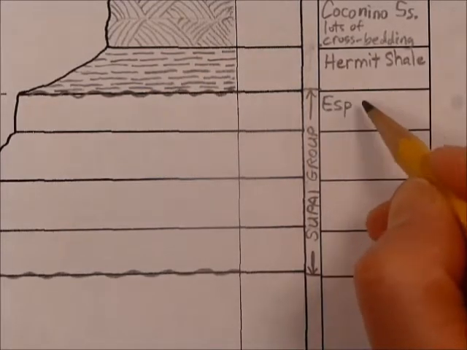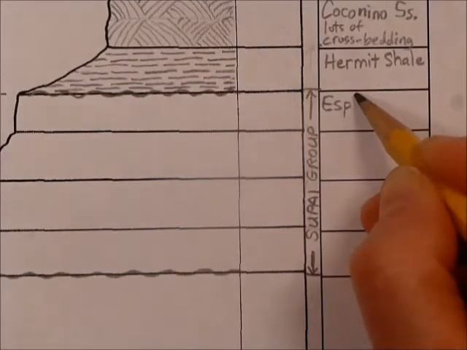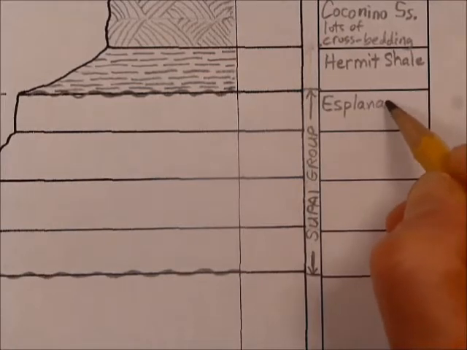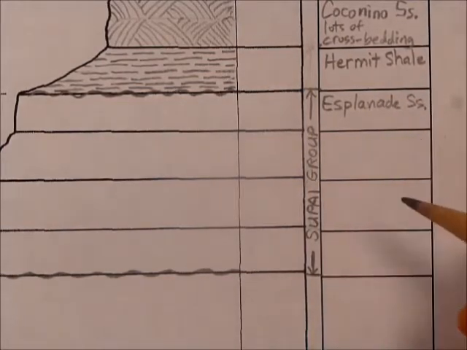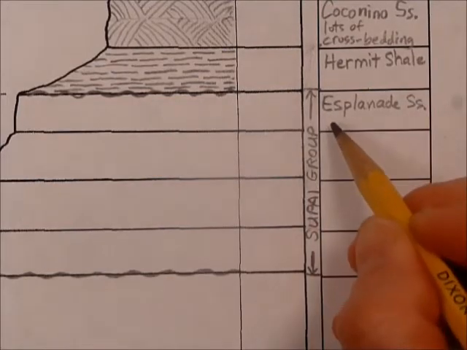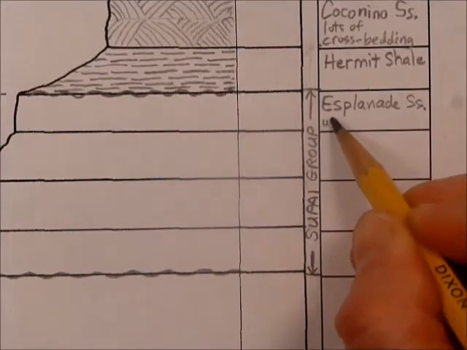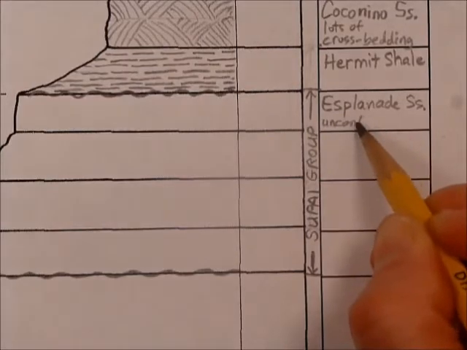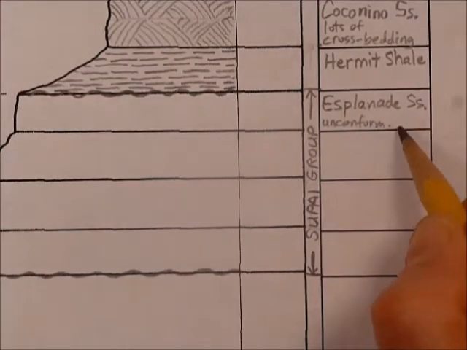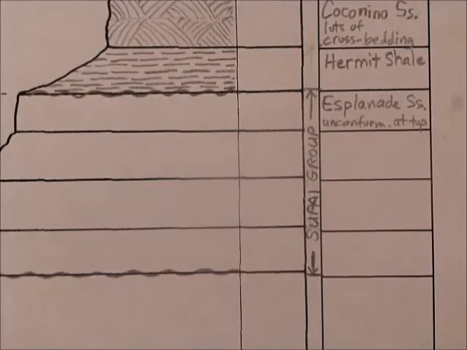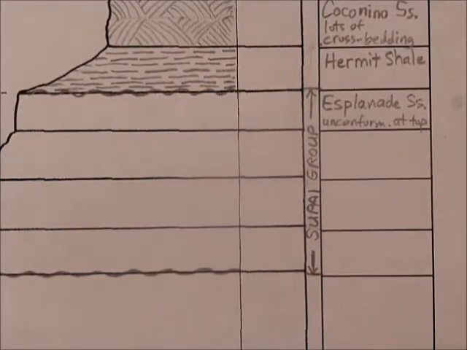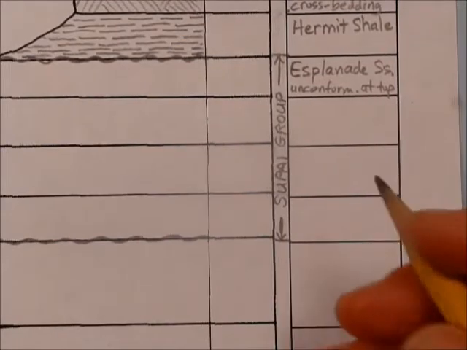Esplanade, E-S-P-L-A-N-A-D-E. And this is basically a sandstone. You can write SS. And if you want, you can write unconformity at top. Unconform, period, at top. That's good enough. Esplanade sandstone.